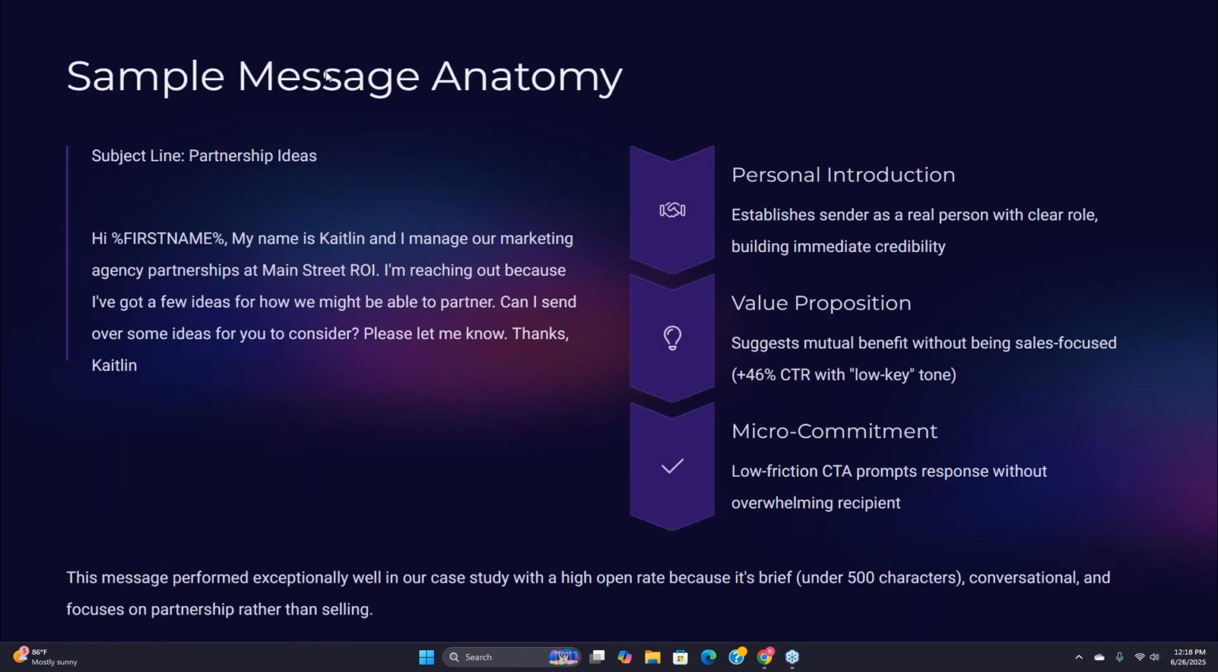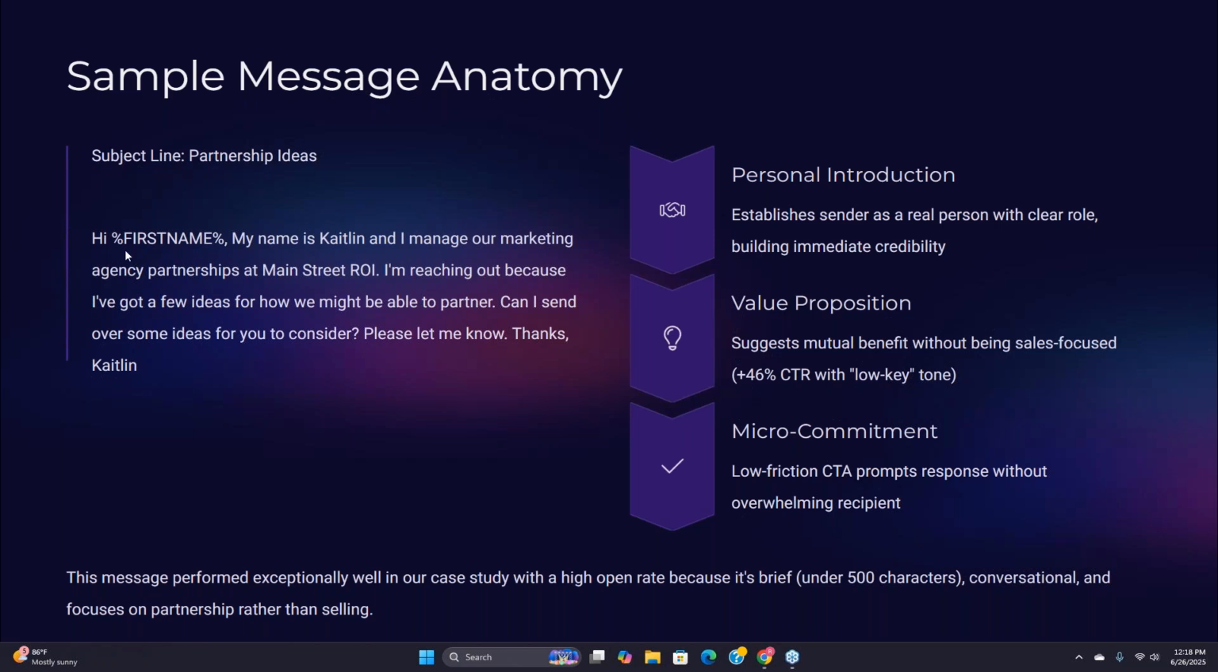So, sample message anatomy. This is just a sample message that we used in this campaign. This blurb right here pre-fills with their name. When it delivers to someone's inbox, it will have their name there. Subject line, very simple. Not a hard sell. "Hey, partnership ideas." That's very non-threatening, very personable, just partnership ideas.